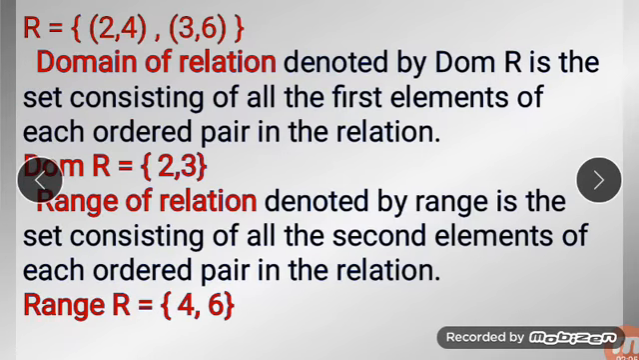We have the domain of the relation. The domain of the relation is the set consisting of all the first elements of each ordered pair in the relation. For instance, this is the relation, so the first elements of the ordered pairs are 2 and 3, so these will be the domain. Whereas the range of the relation is the set consisting of all the second elements of each ordered pair in the relation. We can see here 4 and 6 are the range, the second elements of the ordered pairs.